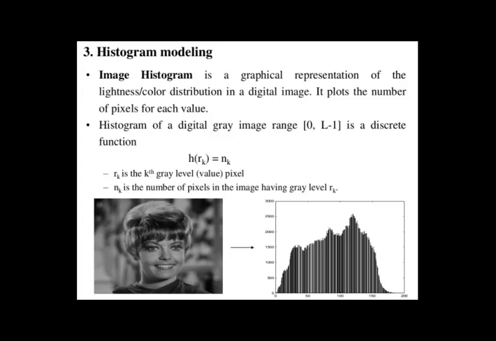Yesterday in the previous lecture we studied histogram. What are the basics of histogram, and how to use histogram equalization for changing the enhancement of any image. So let's quickly revise it. Histogram is a graphical representation of lightness or color distribution in a digital image. Its values range from 0 to L minus 1.